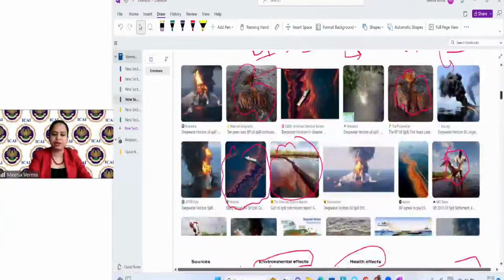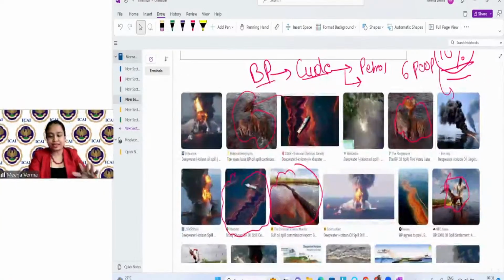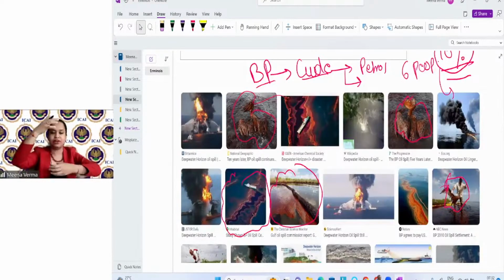British Petroleum Company, this accident happened in British Petroleum Company, that while they were drilling the ocean and drawing crude oil through the pipes, the drilling pipe got broken. And because the pipe got broken, it released all the crude in the ocean. And that damaged huge aquatic life. You can imagine.